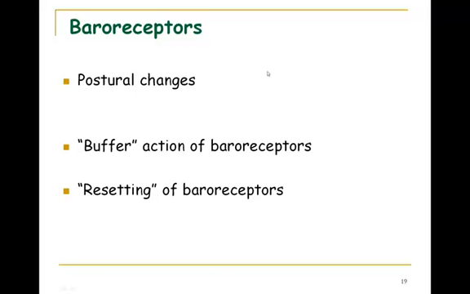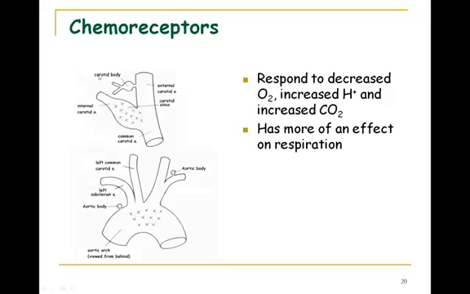The kidneys are going to play a more major role in that. The chemoreceptors, which I had mentioned earlier, which are found here in the carotid body and the aortic body, respond to changes in oxygen levels, hydrogen ions, carbon dioxide. But you can put a big X through this because the chemoreceptors have more of an effect on respiration rather than blood pressure. So when I talk about the respiratory system, that's when I'm going to talk about the chemoreceptors a little bit more in depth. So you can just ignore those for purposes of this topic.